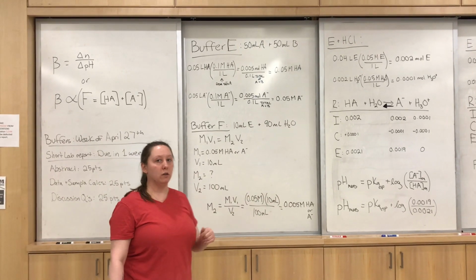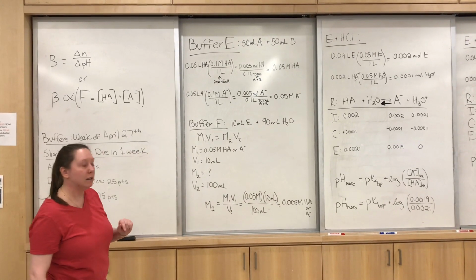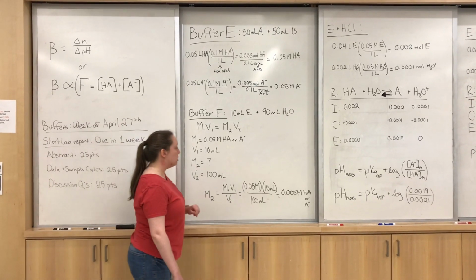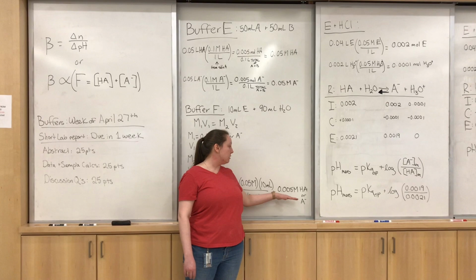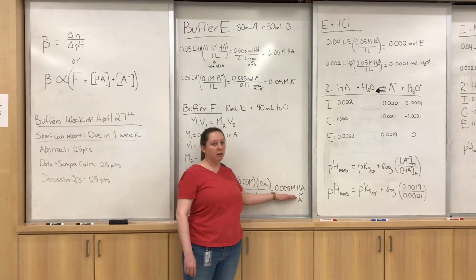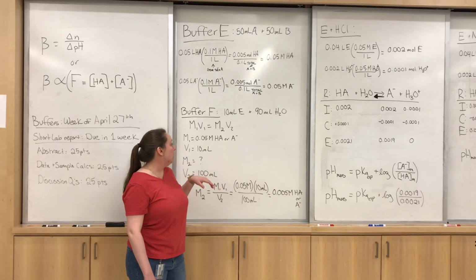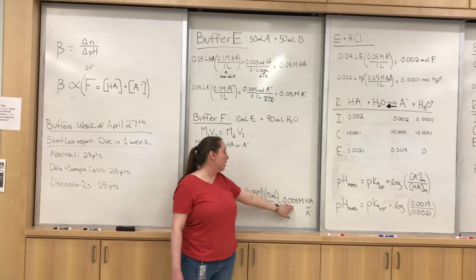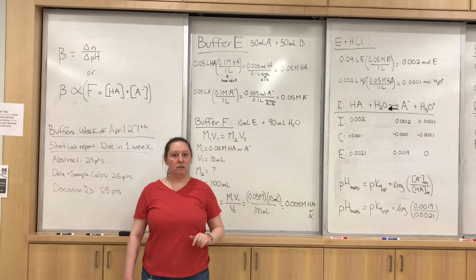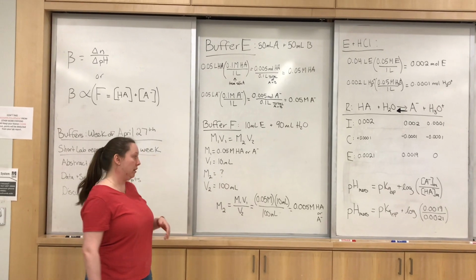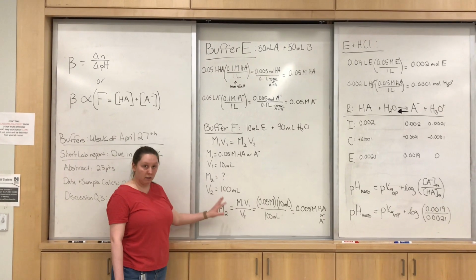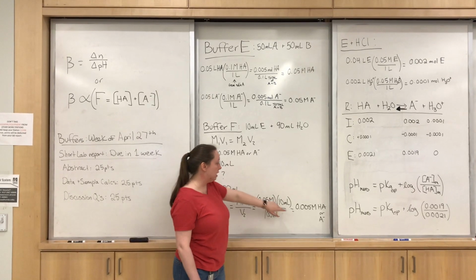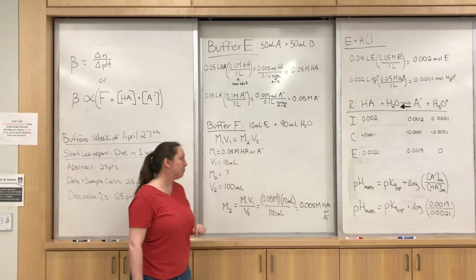Okay, so we have one more solution to make. We have to make solution G. So solution G is going to be starting with this concentration. So you are going to be taking 10 mL of this guy to make 100 mL of G. So I will let you do that math on your own. It's going to be the same as this one, except your starting concentration is going to be this guy.